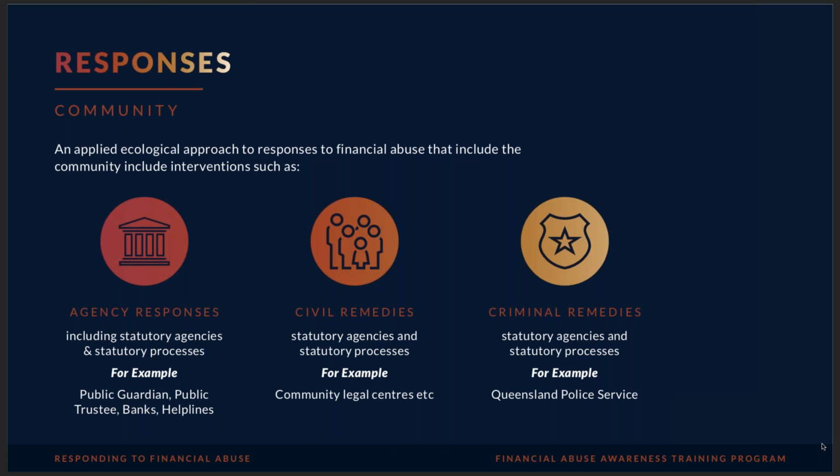The third tier is the community responses. And this can include responses to financial abuse that include community interventions such as agency responses, the public guardian, the public trustee, banks and helplines. It can include civil remedies, legal actions through statutory agencies, for example, through community legal centres, and it can include criminal remedies through statutory agencies such as the Queensland Police Service.